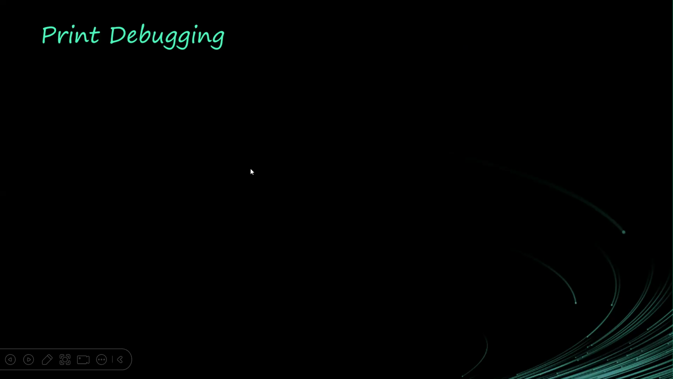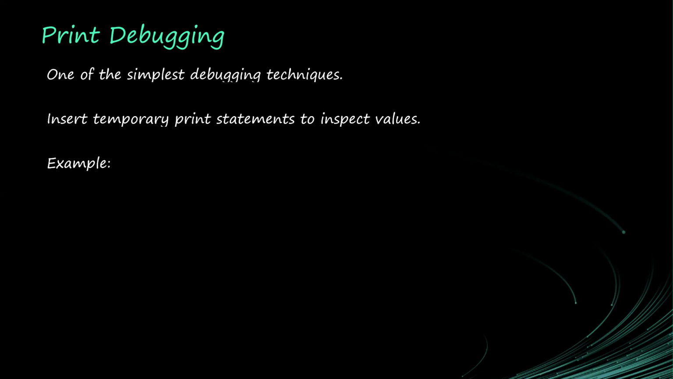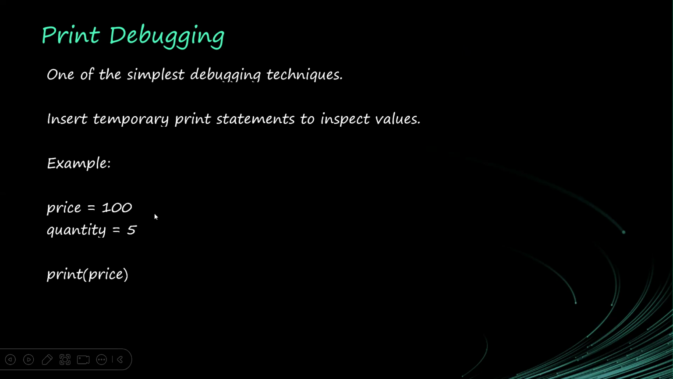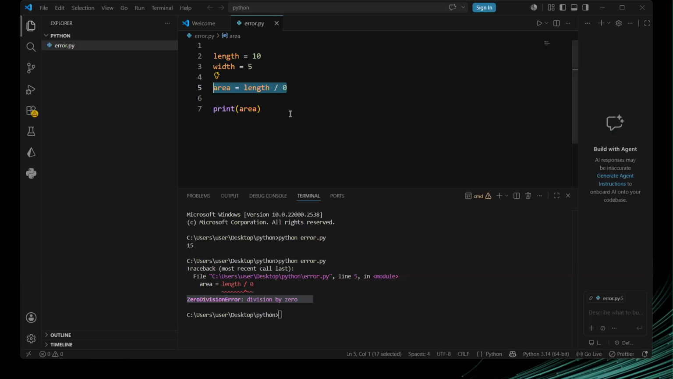So you can also do what we call print debugging. One of the simplest debugging techniques is to print your variables out. So you insert temporary print statements to inspect values. So in this case, we have price to be 100, quantity to be 5. We could just print the price to be sure. Anyway, this example is not enough for the printing thing, but when you actually start writing big code, you will be seeing enough of that.